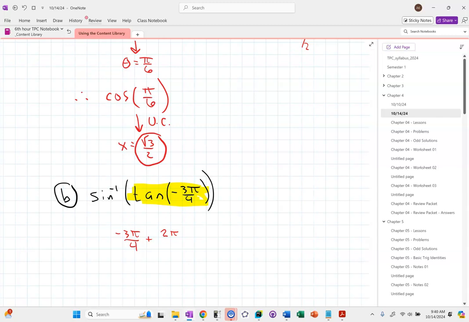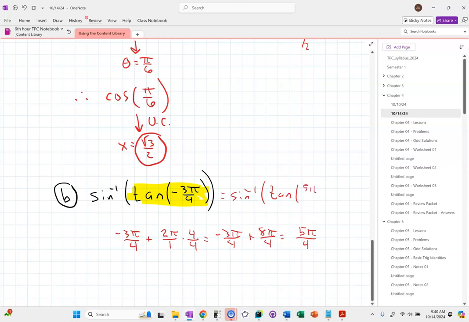So to add negative 3 pi over 4 and 2 pi, what do I need to have? Great. What would that common denominator be? 4. So that's negative 3 pi over 4 plus 8 pi over 4. And to add fractions, how do I do that now that I've made a common denominator? I add the tops. What do I get when I add the tops? 5 pi. And then what happens with the bottom? Stays the same. So what I really want is 5 pi over 4.